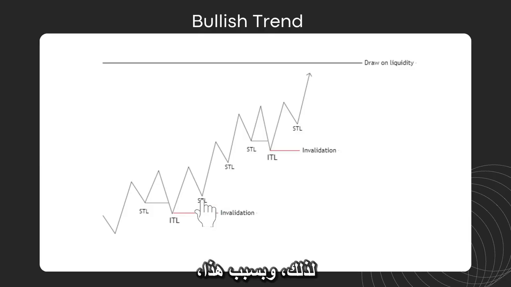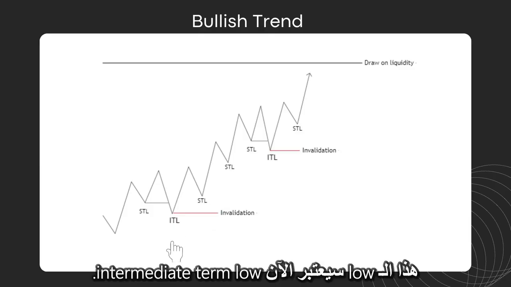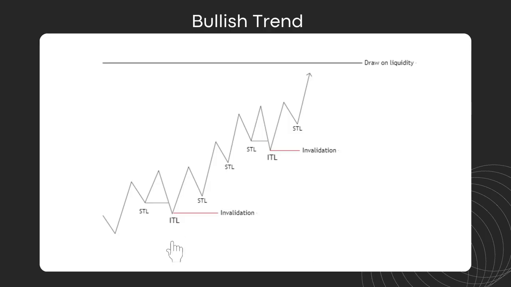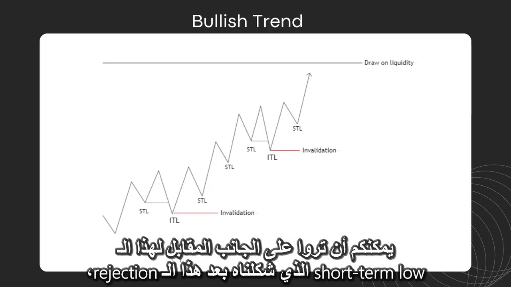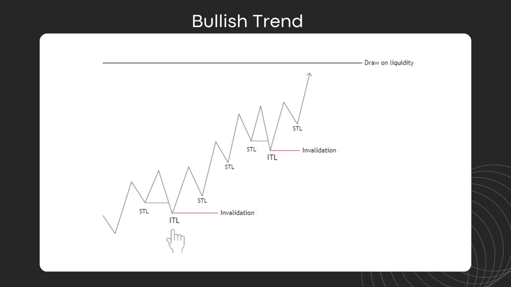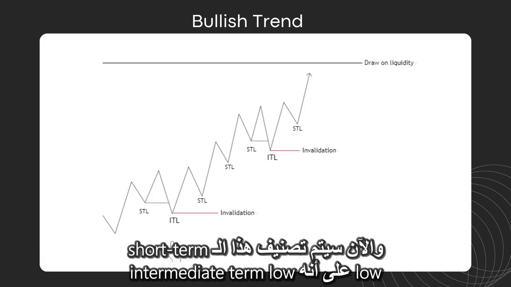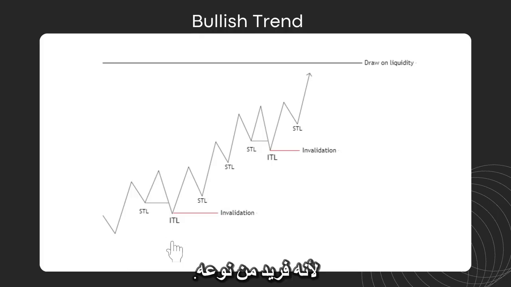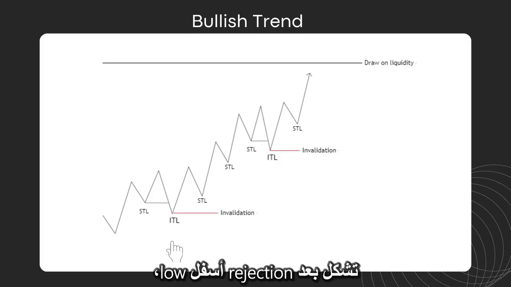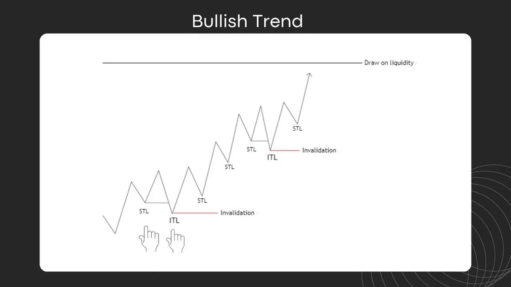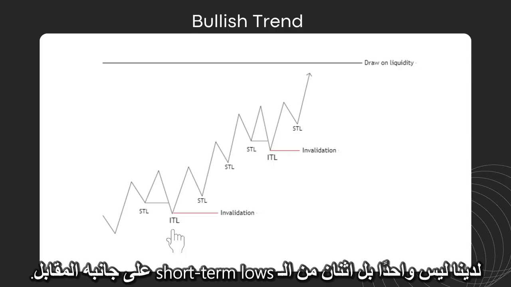So due to this low, it will now be regarded as an intermediate term low, right? You can see that to the opposite side of this short-term low that we formed after this rejection, we've got two short-term lows, and now this short-term low is going to be classified as an intermediate-term low because it's a unique one. First of all, it formed after a rejection below a low, below this low, and second of all, we've got not one but two short-term lows to its opposite side, right?